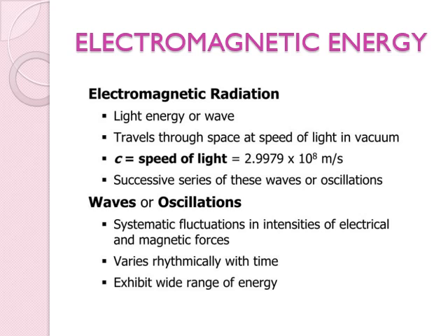Alright, so this is on electromagnetic energy. You can see what the most important value is here. The speed of light is 2.9979 times 10 to the power of 8. And then the wave or oscillation. Okay, this is the wave of oscillation.